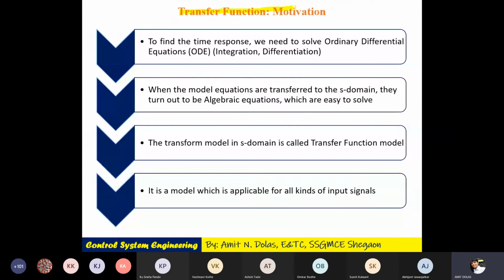So the transfer function: to find the time response, we need to solve an ordinary differential equation, that is ODE, with either integration or differentiation. When the model equations are transferred to the S domain, they turn out to be algebraic equations which are easy to solve, that we already mentioned in the earlier PPT. The transformed model in the S domain is called the transfer function of the model. It is a model which is applicable for all kinds of input signals.